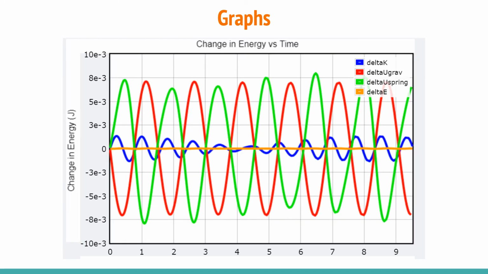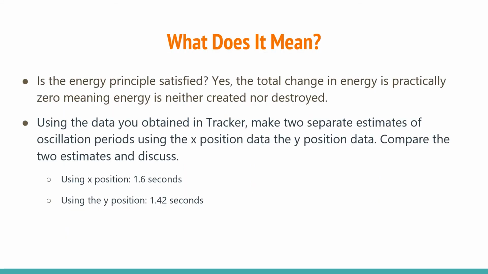And finally, we have the graph of the changes in energy. As you can see here, the change in total energy is almost exactly zero due to the conservation of energy. Some energy may be lost to air resistance, so it's not exactly zero. We are asked whether the energy principle is satisfied by our model. The answer is yes, because the total change in energy is basically zero, meaning no energy was created or destroyed.